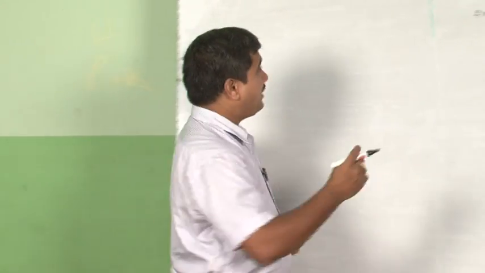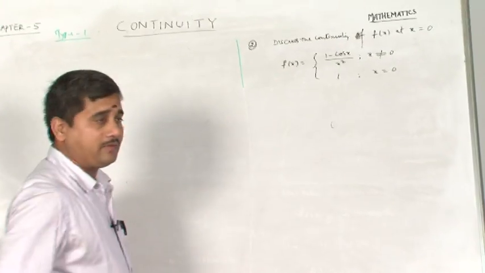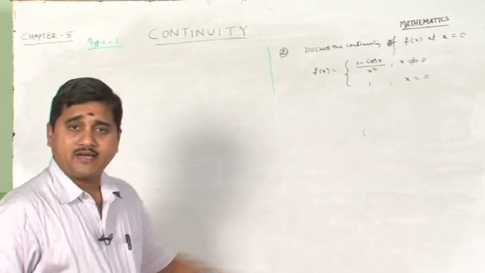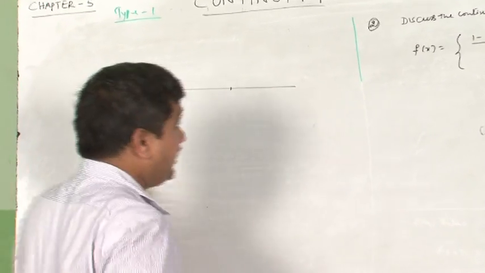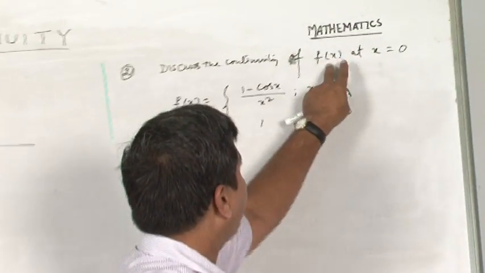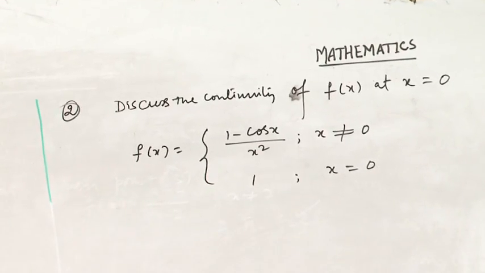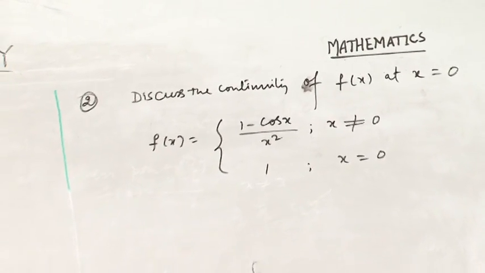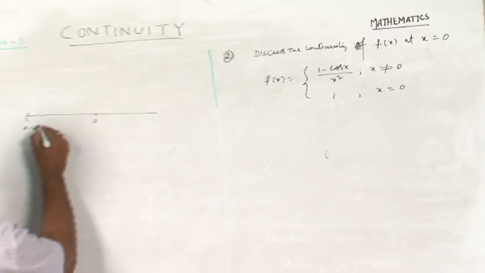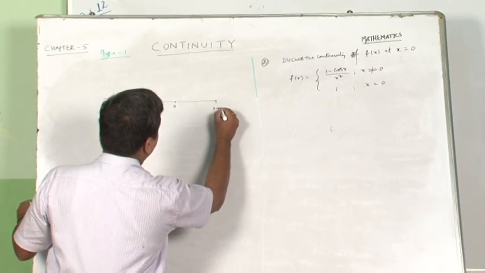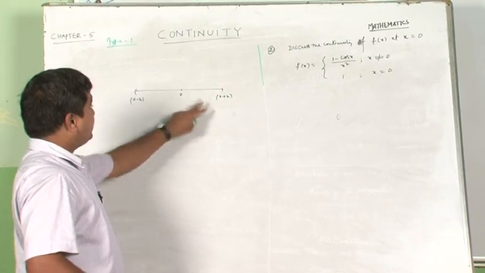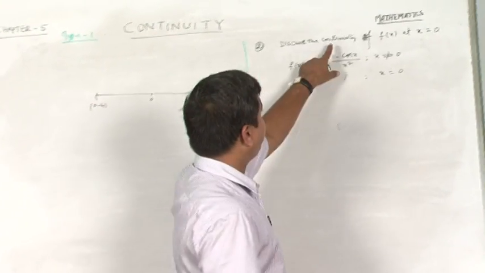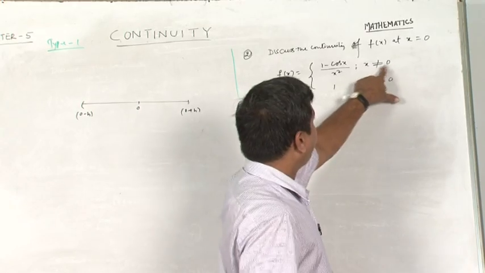Well, dear children, now I will be concentrating on the second problem. Interestingly, I will try to draw the graphical picture of this one. Here, we are trying to discuss the continuity of the function at x is equal to 0. That means here is the 0 point. Now I create an interval 0 minus h and 0 plus h. Now let us see what the function is on either side of the 0 where you are verifying the continuity.